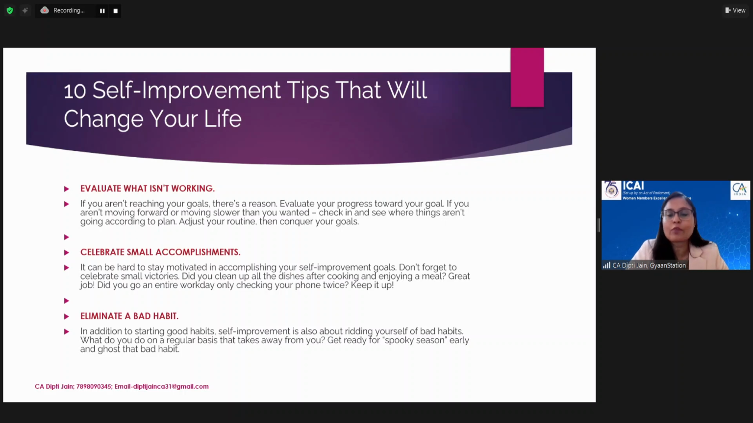Celebrate small accomplishments. It's very important to celebrate small accomplishments. Keep motivating yourself, because success, the goal, is a path. It's a journey, and you should enjoy the journey. Celebrate small accomplishments by giving yourself a small treat, or whatever you feel is the way to enjoy them. And eliminate a bad habit. In addition to starting a good habit, self-improvement is also about ridding yourself of bad habits.